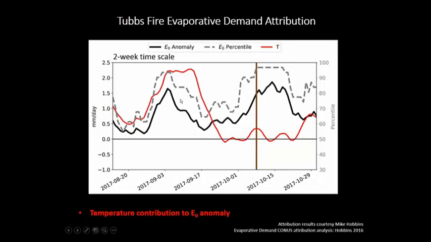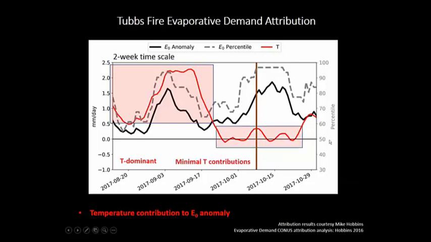And so that's the red line. And just to be clear, this red line is the contribution to the total evaporative demand and not the actual temperature anomaly. And so what we see is that during this first peak here, the red line was really above the black line, indicating a very strong dominance of temperature driving the evaporative demand during that first peak. But then something shifted, and that red line came down to near 0. And during the second evaporative demand peak leading up to the fire, there were really minimal contributions from temperature.